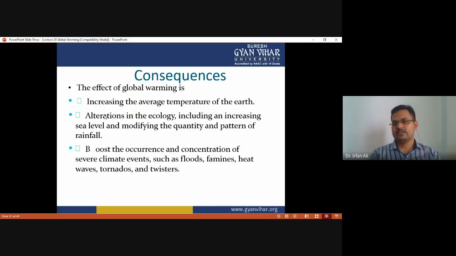So, what are the major consequences of the greenhouse gases that cause global warming? The increasing average temperature of Earth, and alterations in the ecology, including an increasing sea level and modifying the quantity and pattern of rainfall, and boosting the occurrence and concentration of severe climate events like floods, drought, and heat waves.